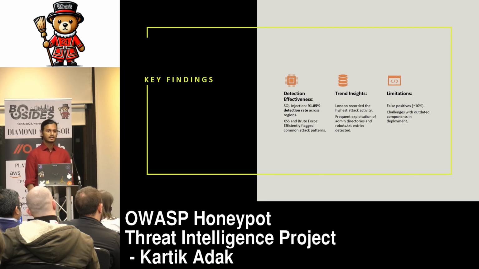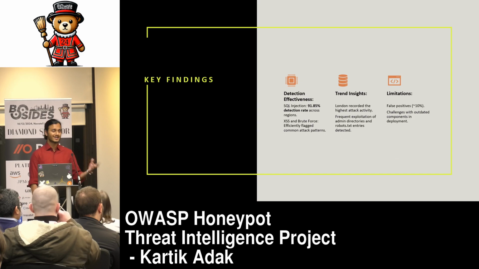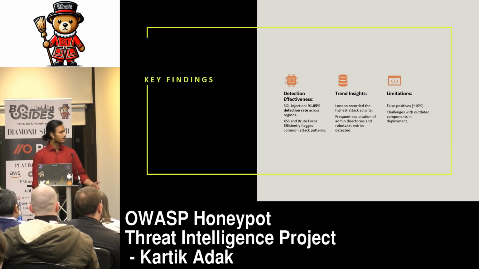And the limitation that I saw in this project was that there were approximately 10% false positives. That means a lot of attack vectors were getting undetected. So what I used to do is just refine the rules again and again, as it follows the agile process. You have to do it again and again. And the challenge with this project was that I faced a lot of outdated components. That was an issue. Maybe if I used some other tools, it would work better.